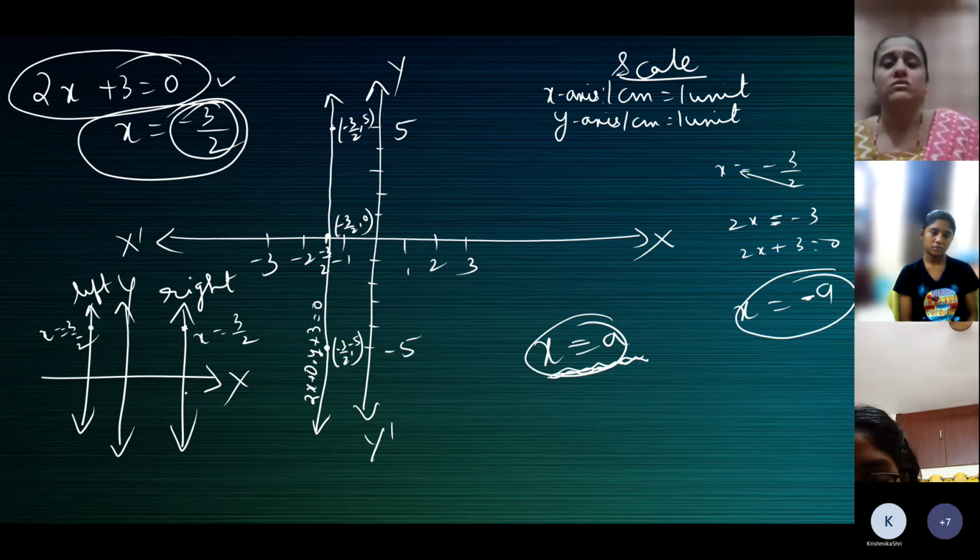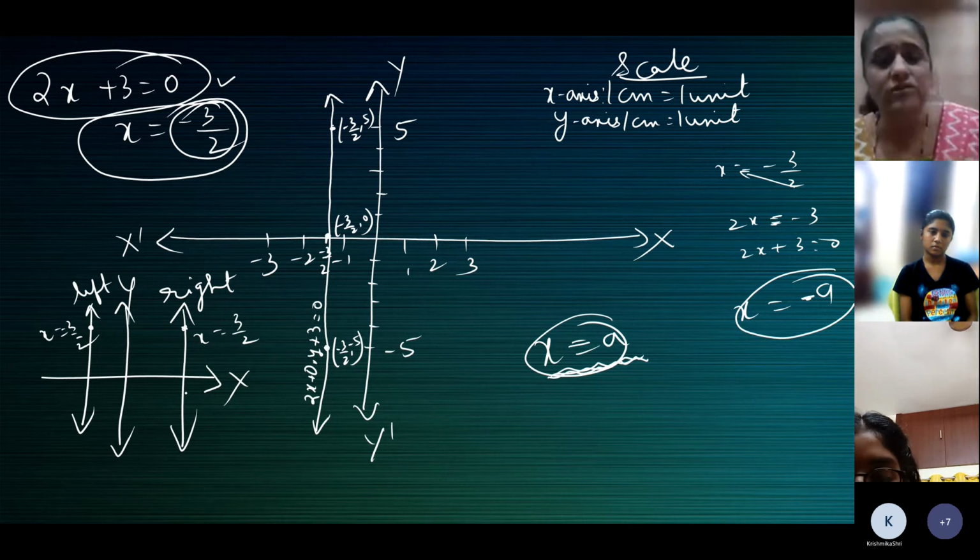So when the equation is x is equal to a constant, it'll be a line parallel to the y-axis. If the constant is positive, it'll be on the right side of the y-axis. If the constant is negative, it'll lie on the left side of the y-axis.